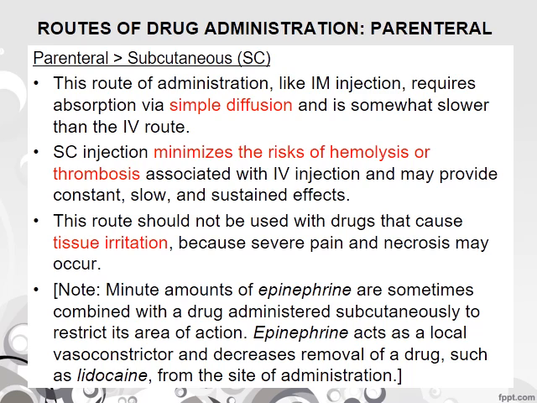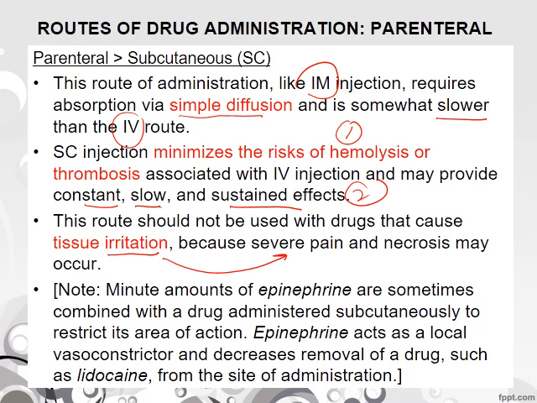Whereas for the subcutaneous route, this route of administration is like IM injection. They require absorption via simple diffusion, and are somewhat slower than the IV route. They can minimize the risk of hemolysis or thrombosis associated with IV injection, and can provide a constant, slow, and sustained effect. This route should also not be used with drugs that can cause tissue irritation, because they can cause severe pain and necrosis. These are the disadvantages.